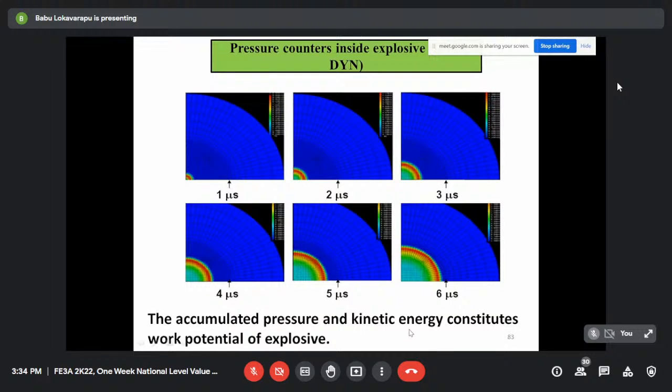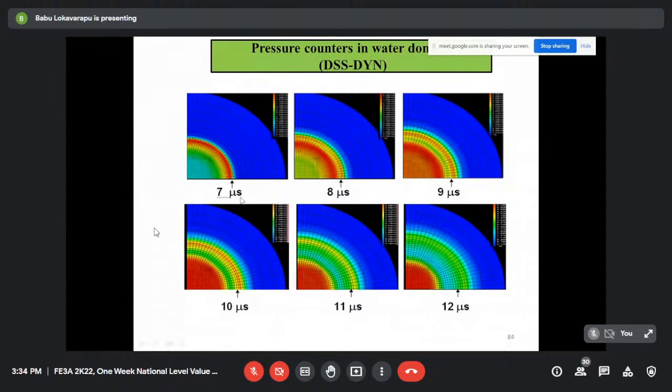The accumulated pressure and kinetic energy constitute the work potential of the explosion. See here, the first one is 1 microsecond, second one 2 microsecond, third one 3 microsecond. How is it going to propagate? This is the fourth, 4 microsecond, 5 microsecond, 6 microsecond. Are you able to see this 1/4 model? Yes. So with respect to time, that is how it is propagating. I am talking about the wave propagation. Once it is initiated, 7 microsecond, 8, 9, 10, 11, 12.